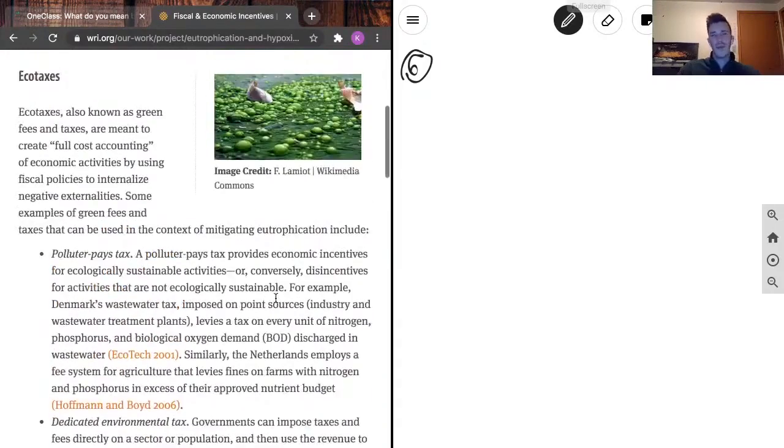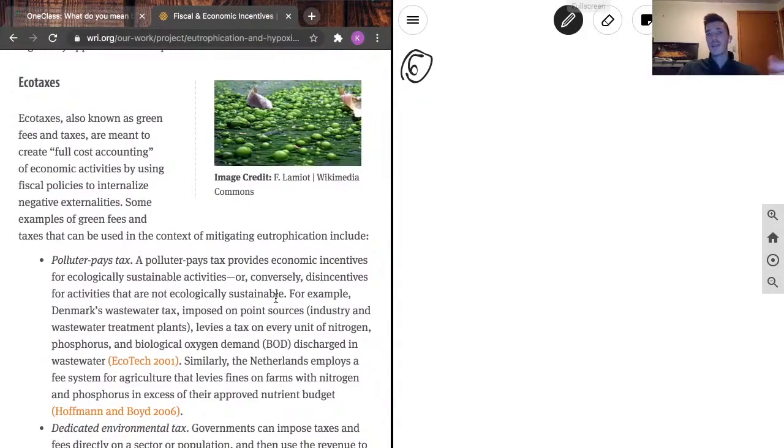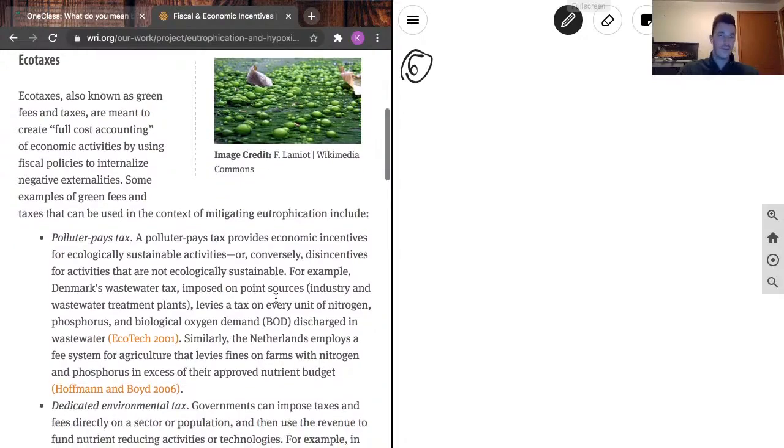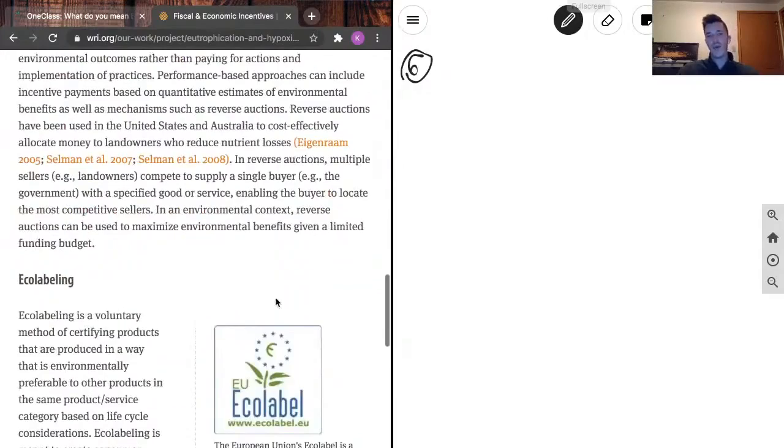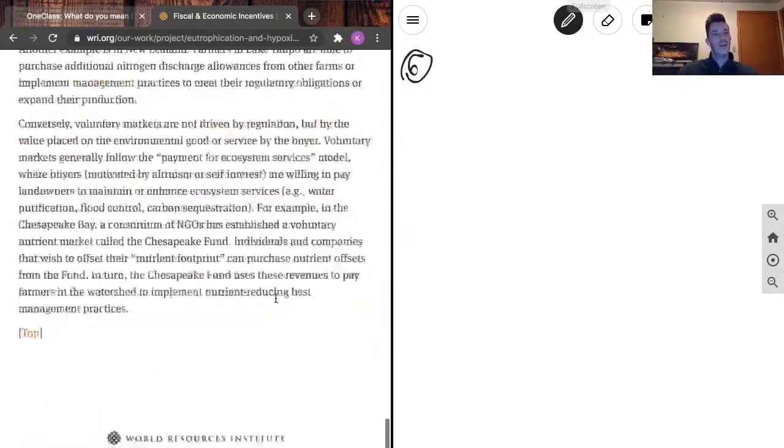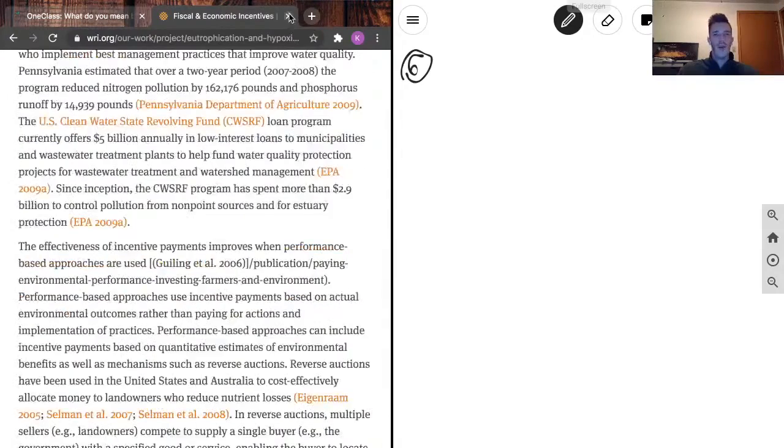Eco-taxes. So eco-taxes would refer to, obviously, pollution as a negative externality. Eco-taxes would serve to internalize that externality by putting a tax on pollution and essentially making companies, individuals, whoever's polluting, pay to pollute. Subsidies is as I spoke of. We'll leave it at that.